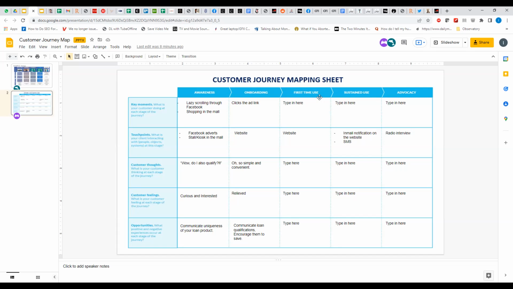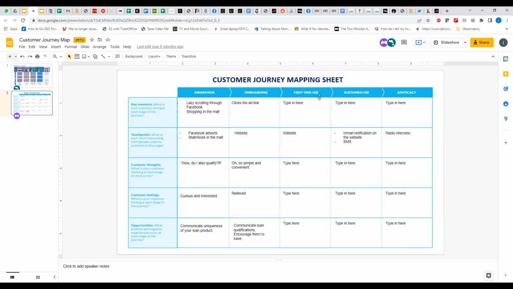In terms of onboarding, the customer will go to the website to access this product, so their thought will be that it is simple and convenient. They will be relieved to find that it is simple and convenient, since they don't have to travel from wherever they are to access these loans.